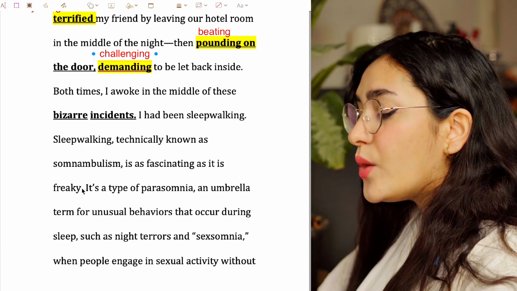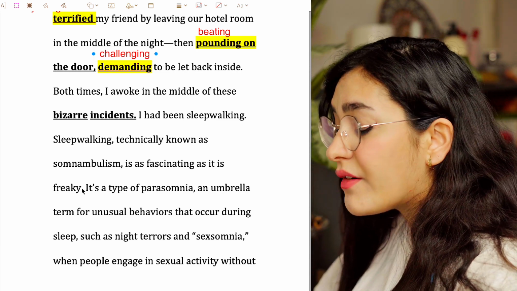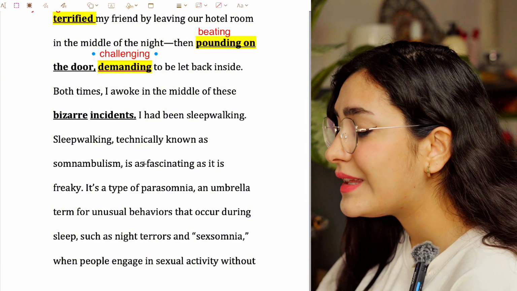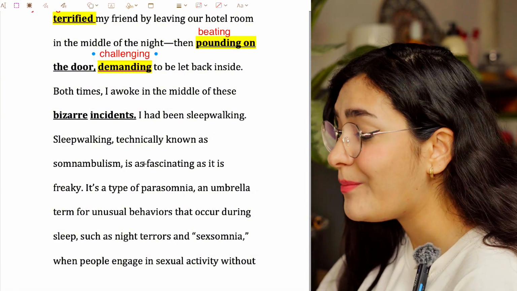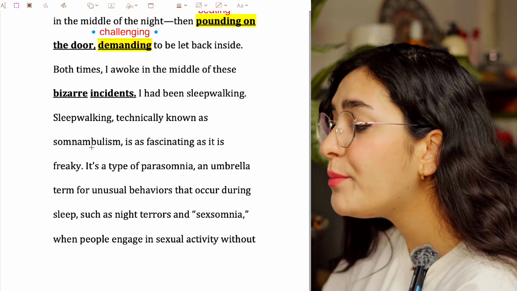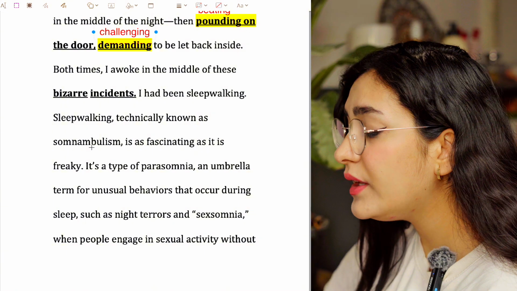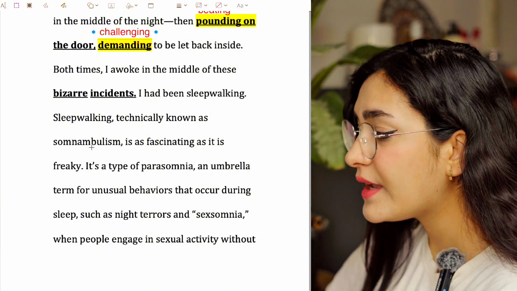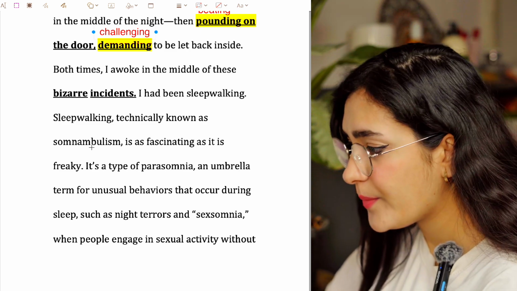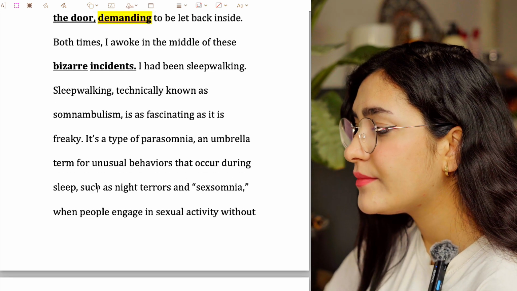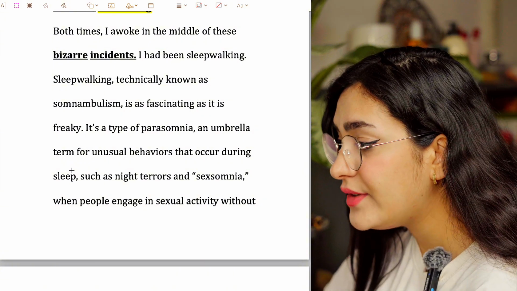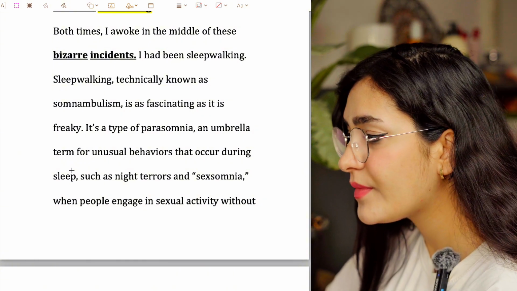Both times I awoke in the middle of these bizarre incidents. I had been sleepwalking. Sleepwalking, technically known as somnambulism, is as fascinating as it is freaky. It's a type of parasomnia, an umbrella term for unusual behaviors that occur during sleep, such as night terrors and sexsomnia. When people engage in sexual activity without waking up.